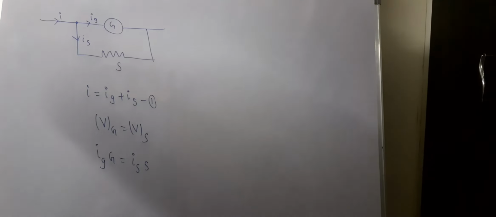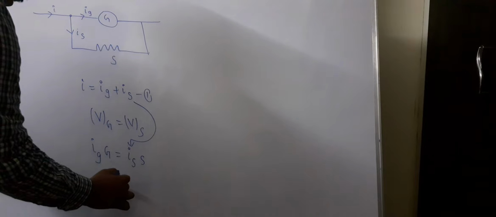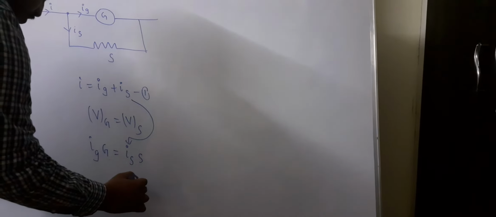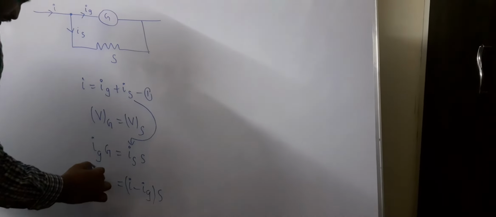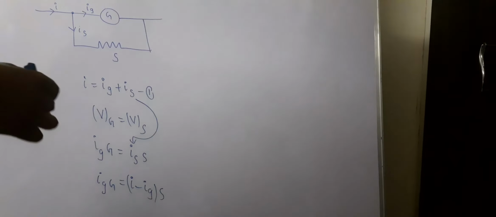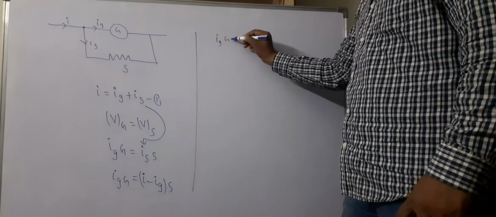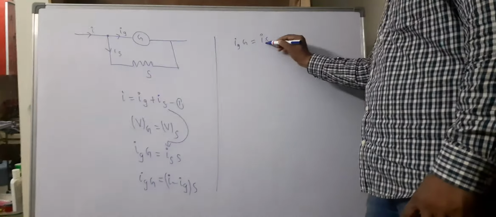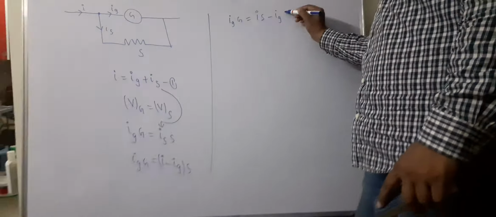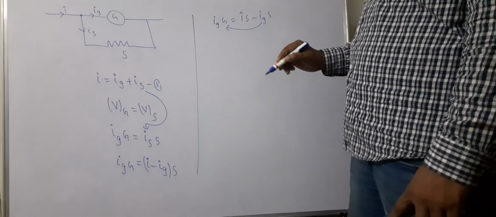Is into S. In this situation, the Is value, according to equation 1, is I minus Iz, into S. On the left side, Iz into G. Look here: in the last step, Iz into G equals (I minus Iz) multiplied by S, that is I into S minus Iz into S. Iz terms on one side, minus on the other side, plus.